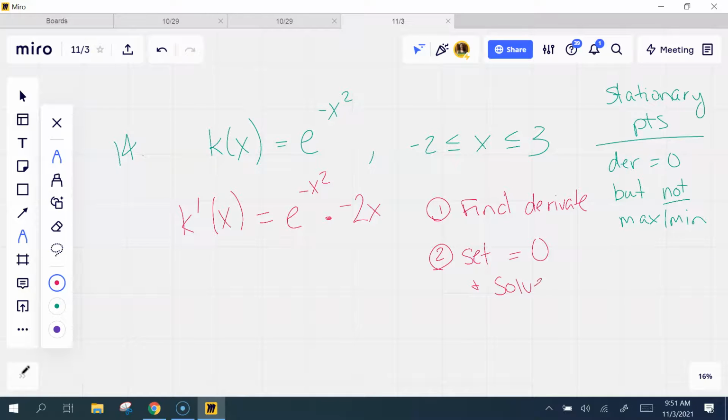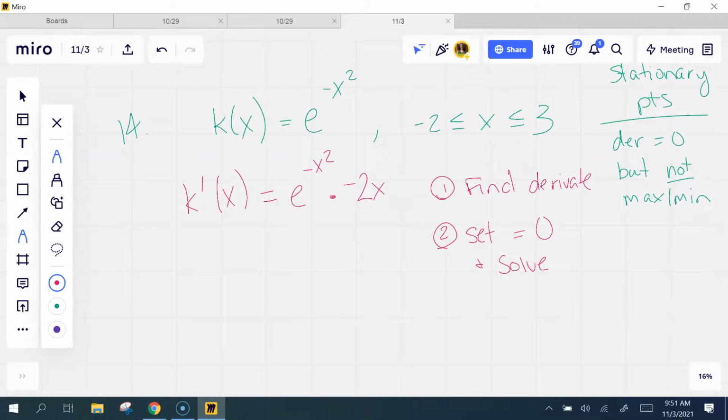So that stipulation, those are my endpoints. That's the closed interval, in between -2 and 3, yes. Are you going to solve for x? Yes. So where is my derivative 0? Because those are the places that are going to be my candidates. Those are the places where it may or may not be a max or a min.